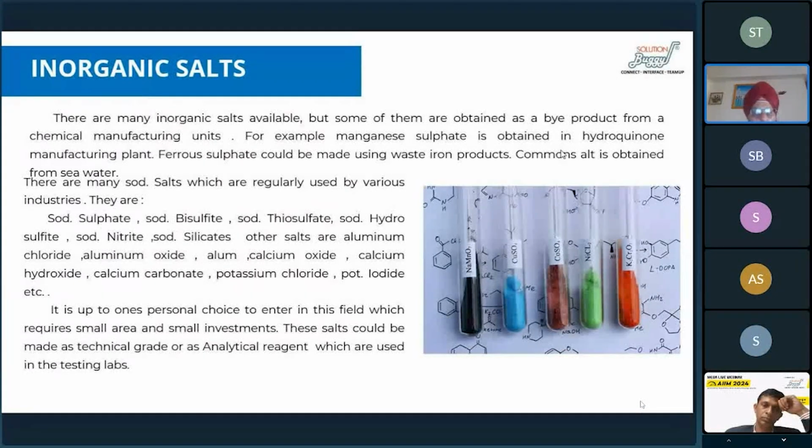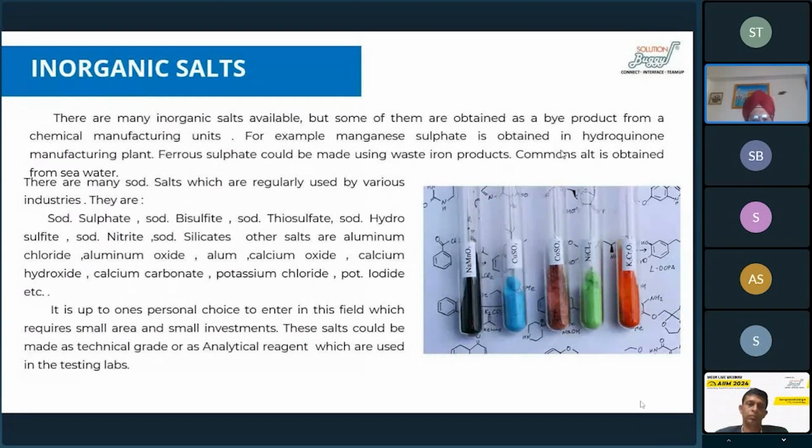A lot of salts are required in industries as well as households. Only thing is, purification is required for household purposes, but for industry technical grade is used. There are a lot of compounds: sodium sulfate, sodium bisulfite, sodium thiosulfate, sodium hydrosulfite, sodium nitrite, silicates, and similarly aluminum chloride, aluminum oxide, alums, calcium oxide, calcium hydroxide.